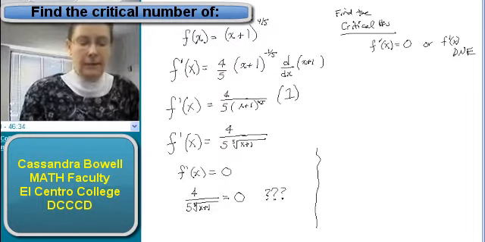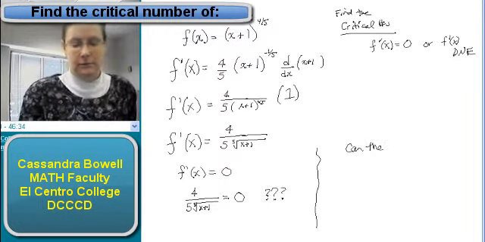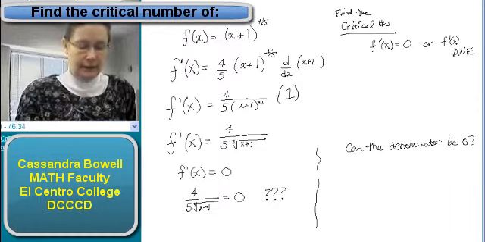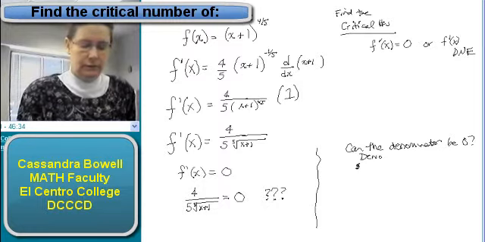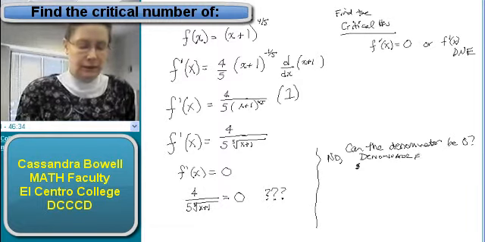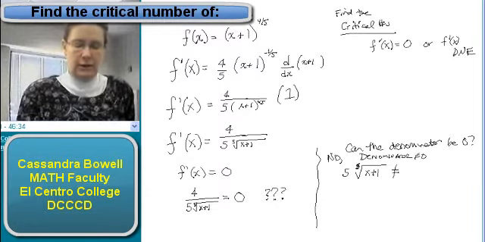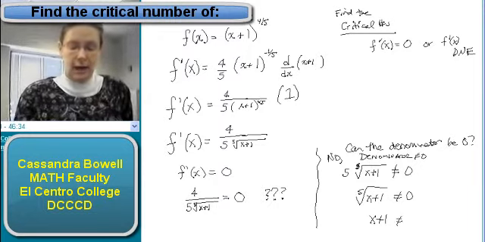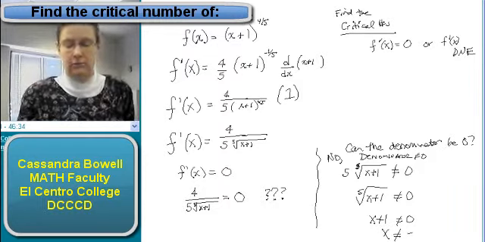Well, okay, can the denominator be 0? No, it should not be. It would be undefined if we were looking at the 5th root. The answer is no, it cannot be 0. So the denominator should not be equal to 0. So the 5 times the 5th root of x plus 1 should not be equal to 0. So the 5th root of x plus 1 should not be equal to 0. So I better make sure that x plus 1 is not equal to 0. So that says that x better not be equal to negative 1.